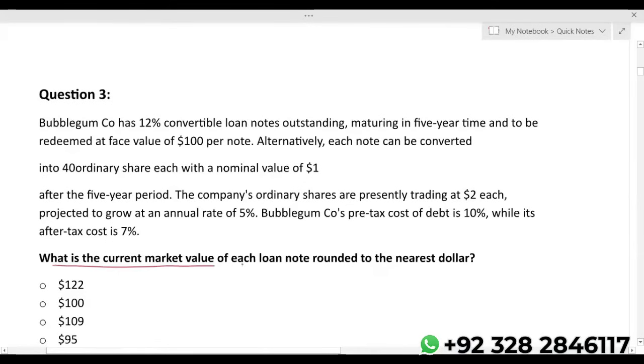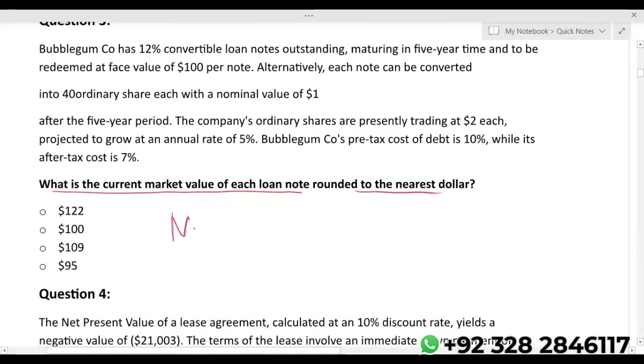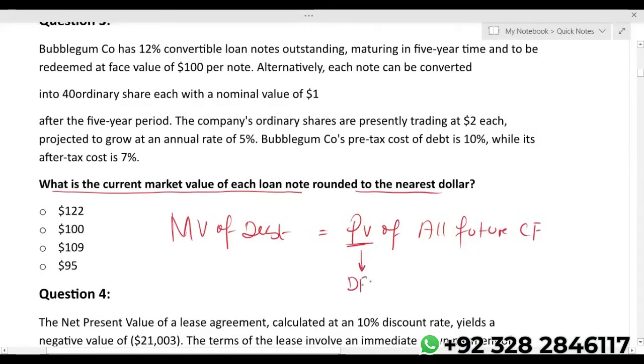What is the current market value of each loan note rounded to the nearest dollar? Actually, how do we calculate market value of debt? Simply, market value of debt is actually equal to present value of all future cash flows. For present value, for discounting, you will be using pre-tax cost of debt. Discount factor will be pre-tax cost of debt.